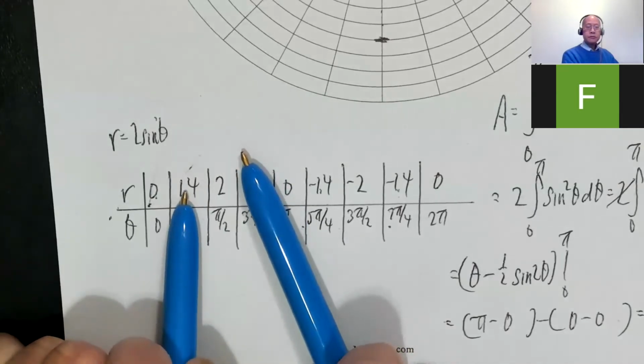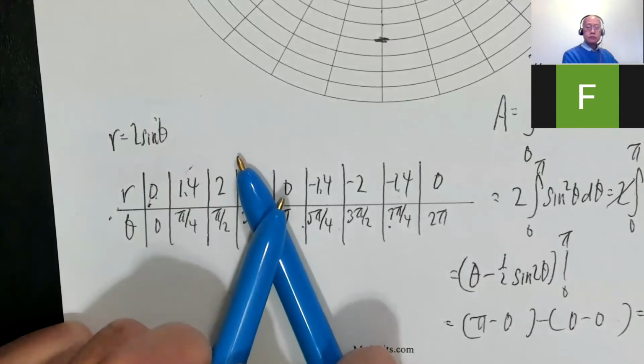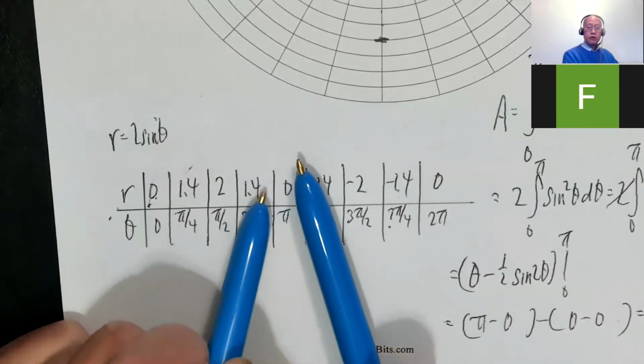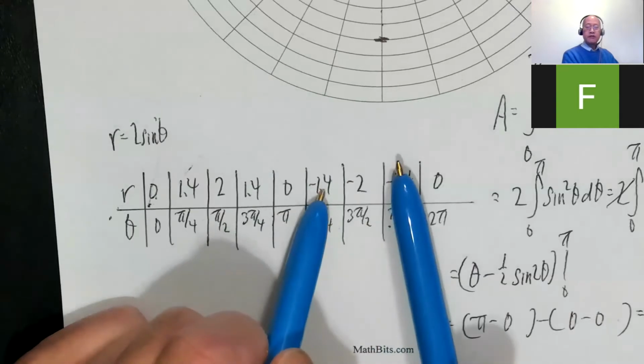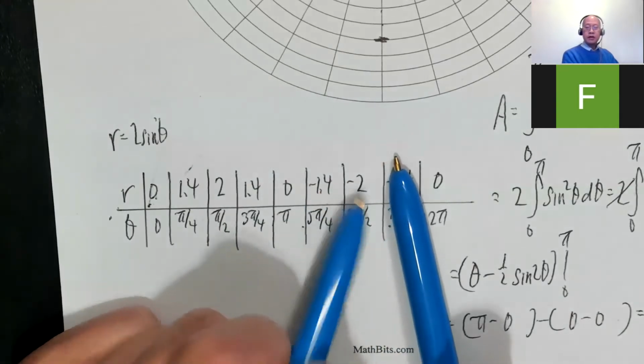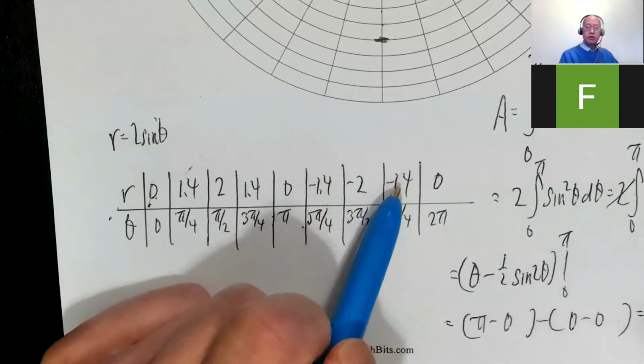1.4. Okay, I'm going from 2 to 0, 1.4. I'm going from 0 to -2, -1.4. I'm going from -2 to 0, -1.4.